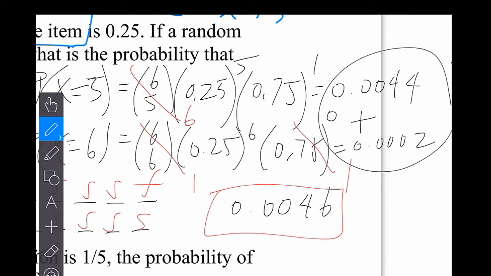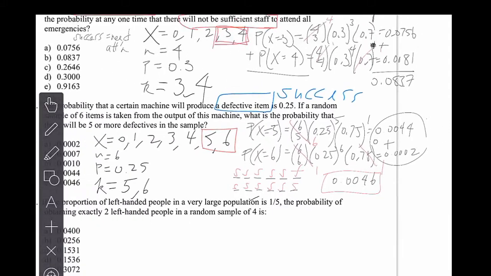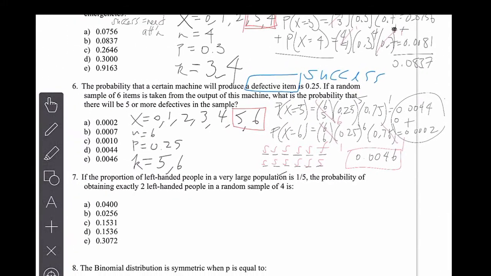Because I have to sum those to get the answer. So the chance of 5 or 6 defective items is small, and it's 0.46%. So that answer is E.